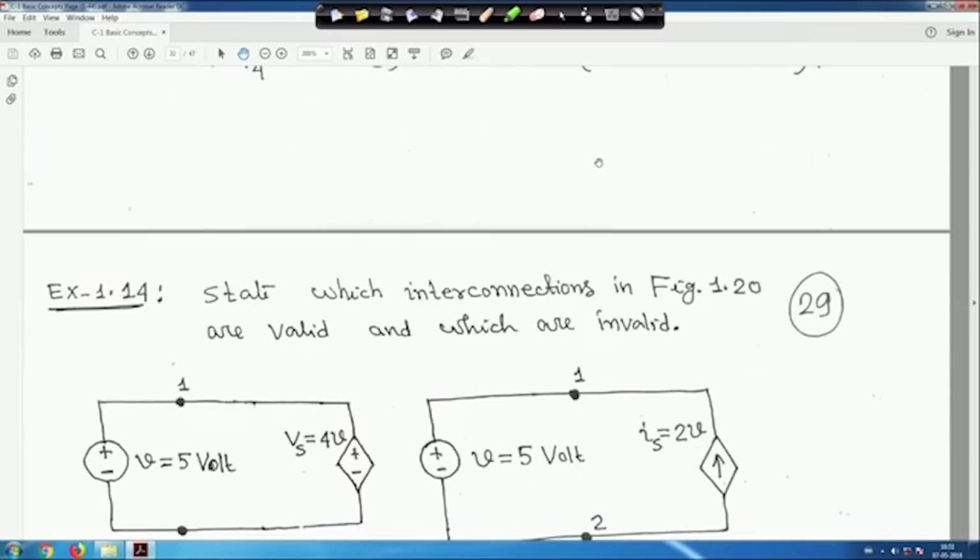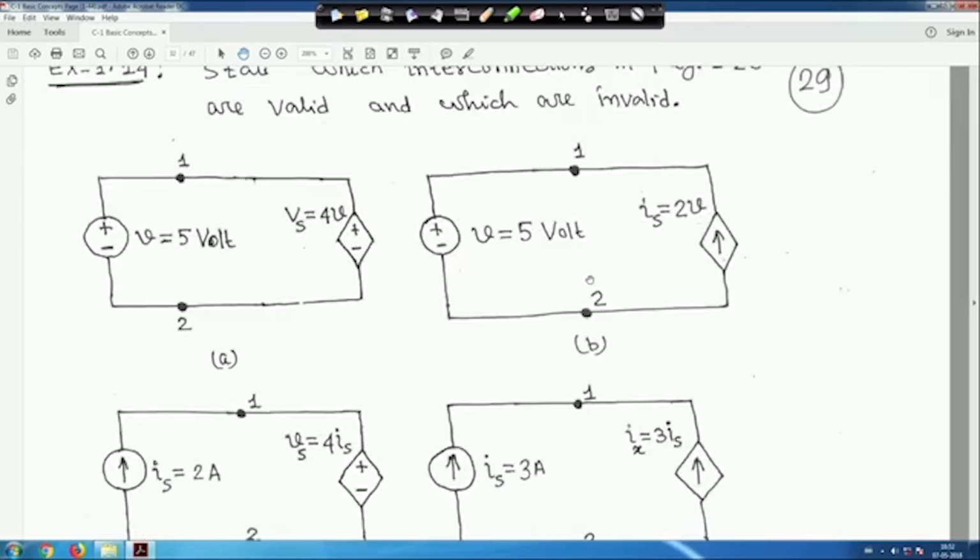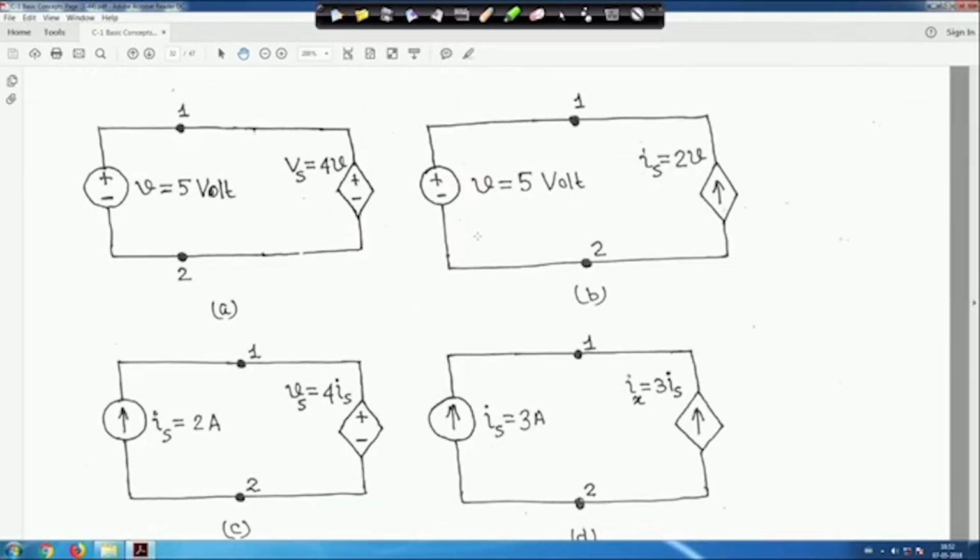Next is another example. Now, this one is to state which interconnections in figure 20 are valid and which are invalid. You have to tell, there are 4 connections, which connections are valid and which are invalid.